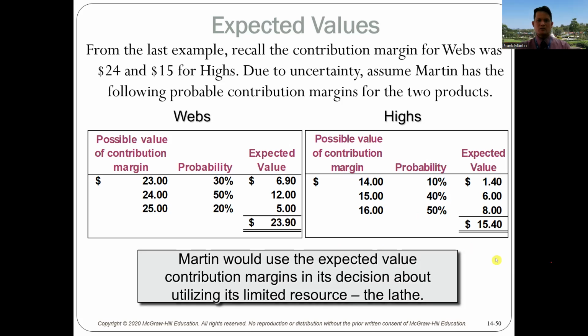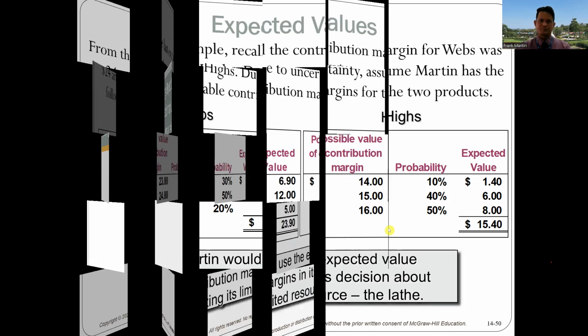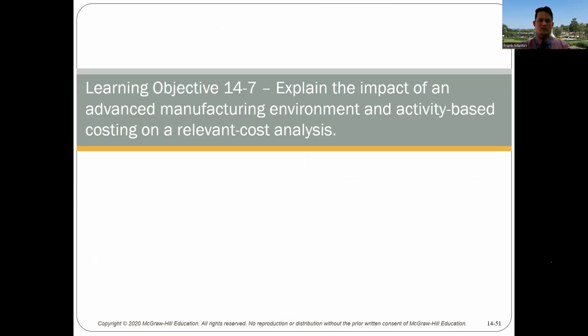So Martin would use the expected value contribution margin in its decision about utilizing its limited resource of latte. Okay, so that is how to use the probability expected value. You use the lower or higher to determine the expected values. So that is learning objective number 6.